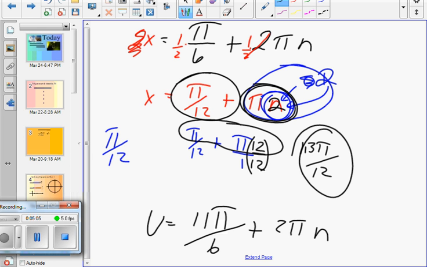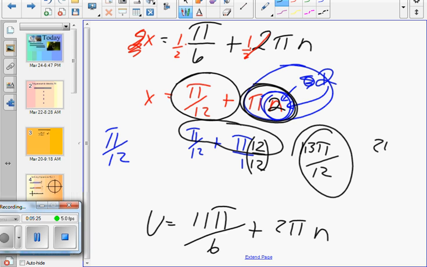Okay, hint. Yes, you got it. What is it? It's going to be bigger than 2 pi because it's 2 pi plus pi over 12. That's bigger than 2 pi. You could go ahead and do it if you want to. It'd be 24 pi over 12 plus 1 pi over 12 makes 25 pi over 12.